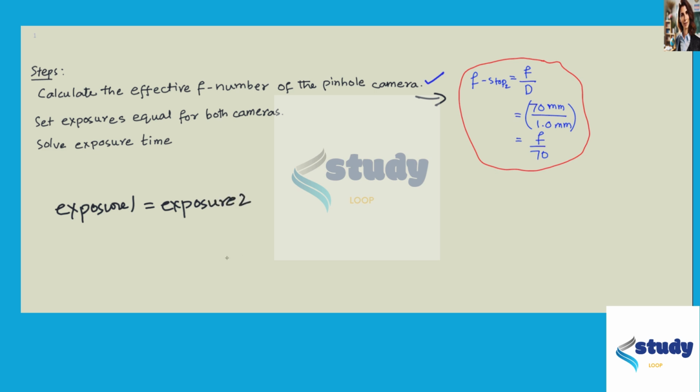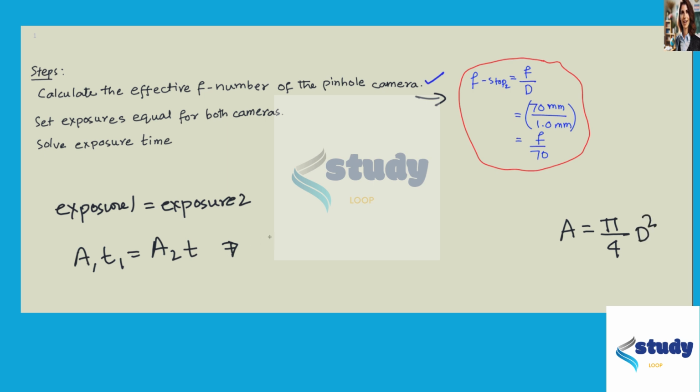And we know that exposure is nothing but multiplication of area and time. So that means area of the first camera times T1 is equal to the area of the second camera times T2. And to find out the area, since it's a circle, area is equal to pi over 4 times diameter squared. So we can put that number over here.